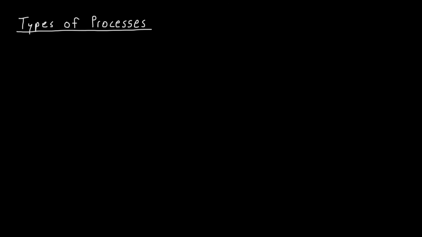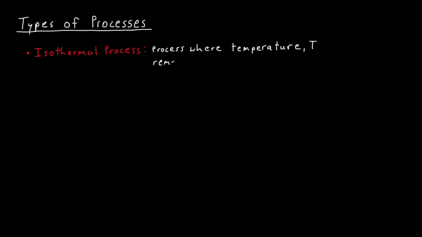Next, we'll go ahead and look at different types of processes, which we'll commonly see in thermodynamics. So first off, we have a process that is known as an isothermal process, which is basically a process in which temperature T remains constant. And this is of course temperature throughout a system. So the main thing to remember is that the temperature of a system remains constant. So that is an isothermal process.